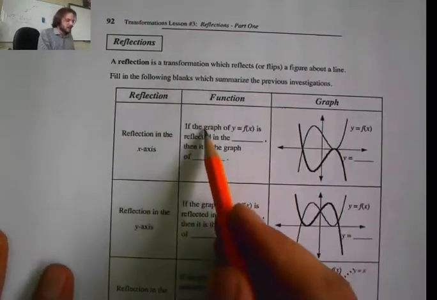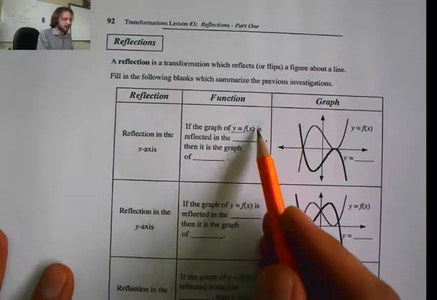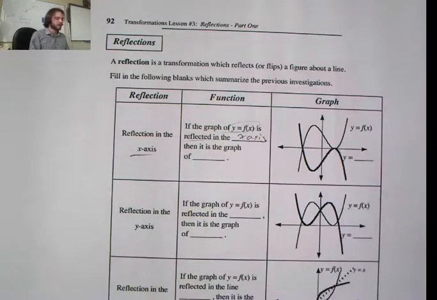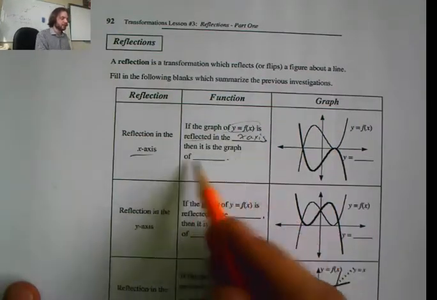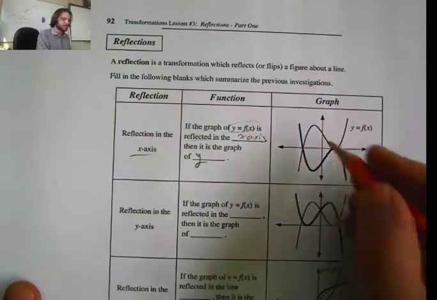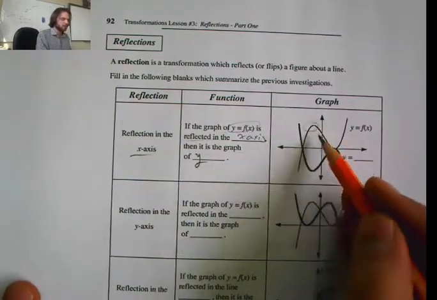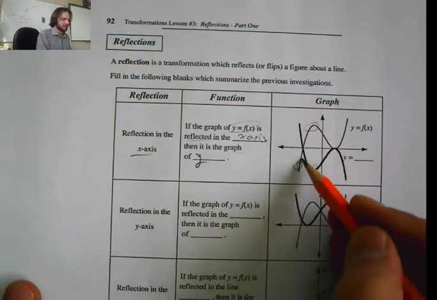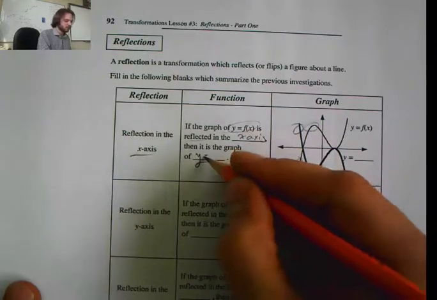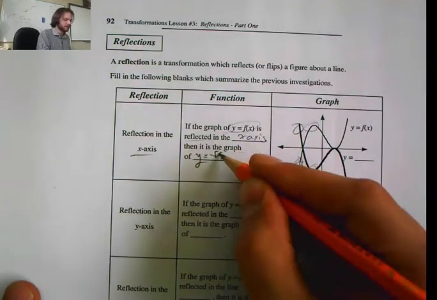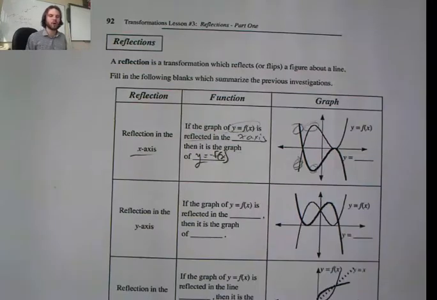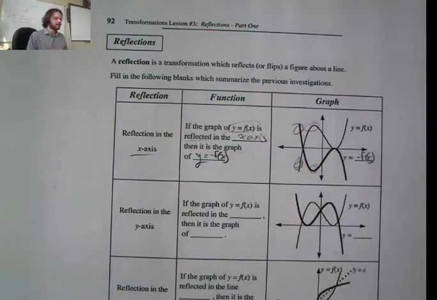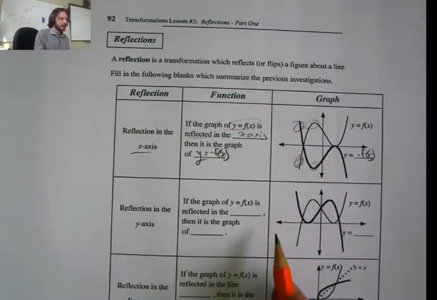We have if the graph of f of x is reflected along the x-axis, okay, then it is the graph of, well, y, this is vertical. If we look at this, my positive y's become negative y's, and my negative y's, right here, become positive y's. So it's like this, negative f of x, because we're replacing y with negative y, okay, which is y is equal to negative f of x. All right?